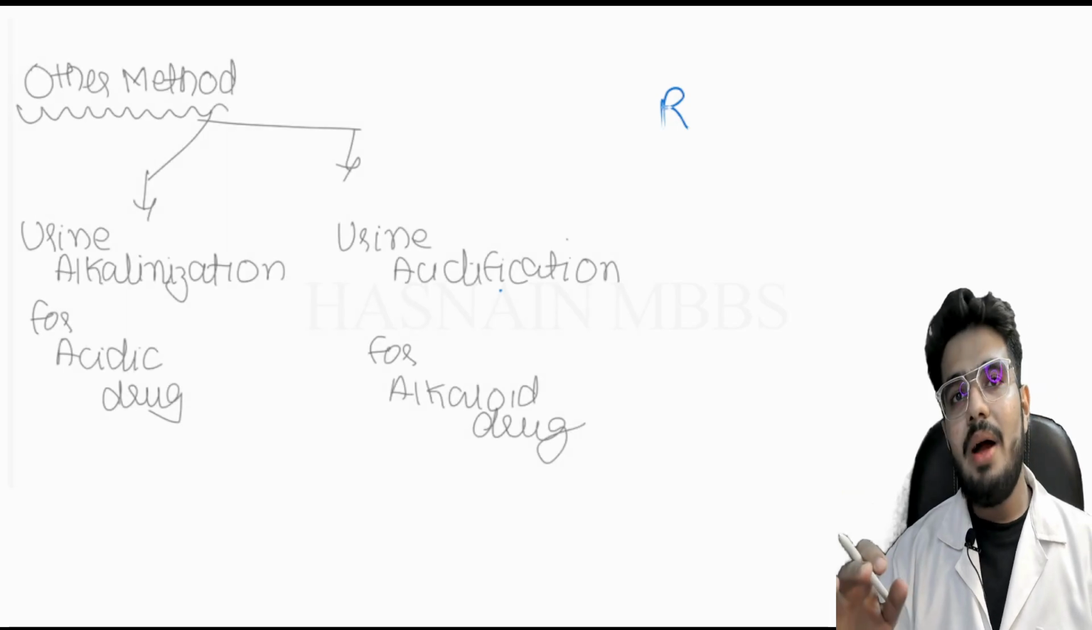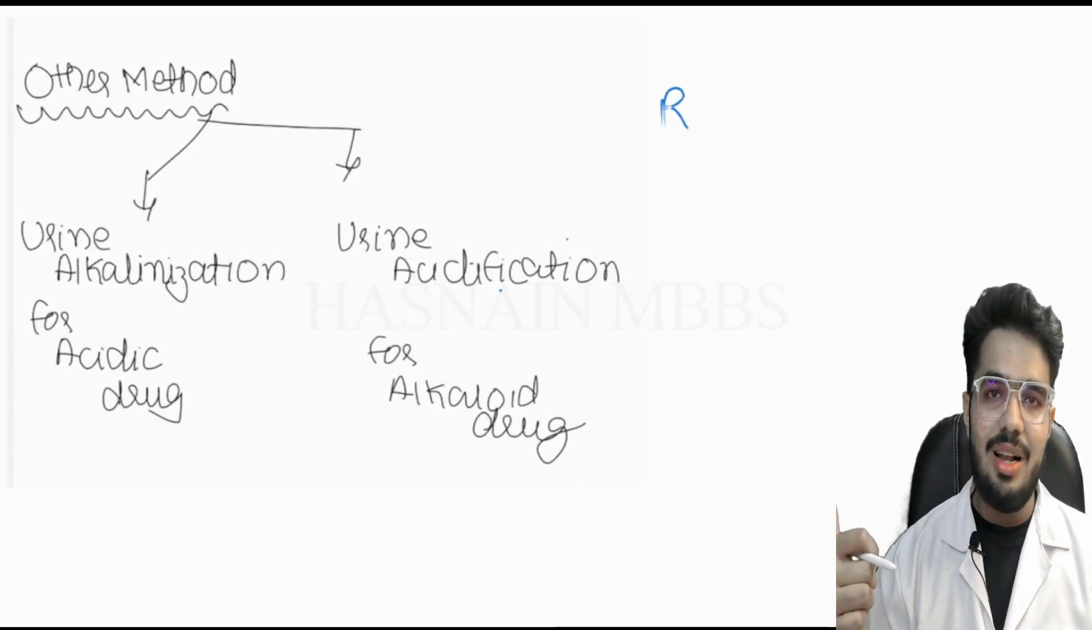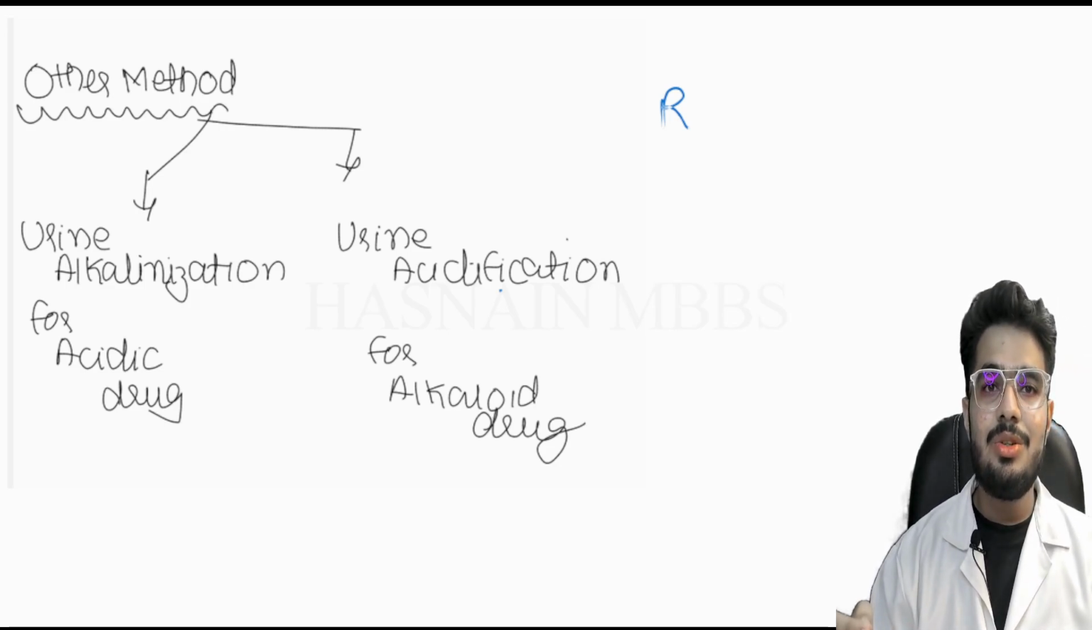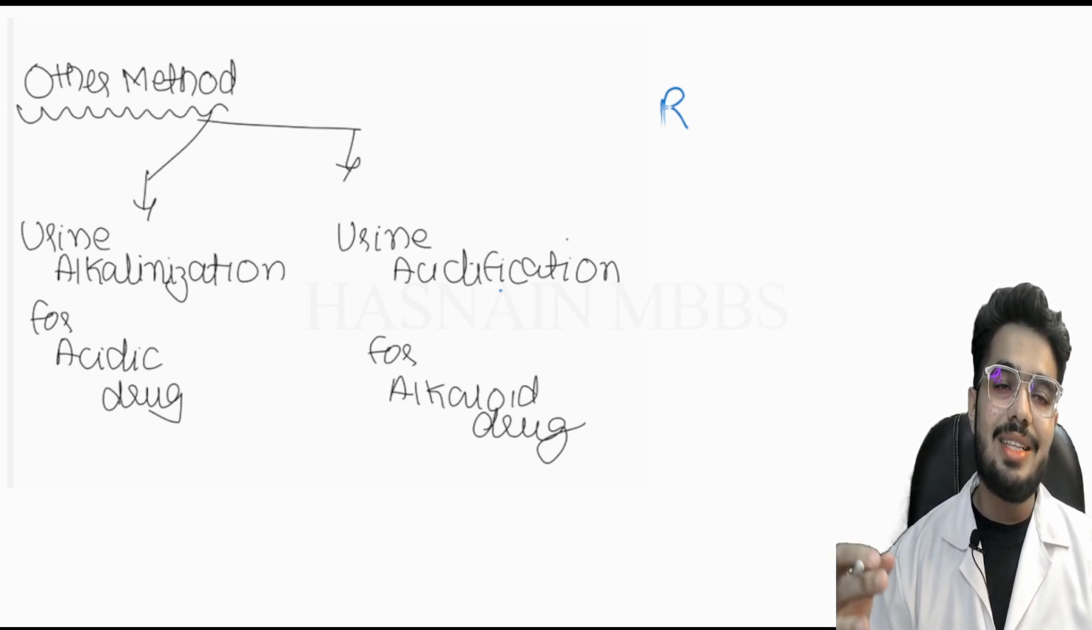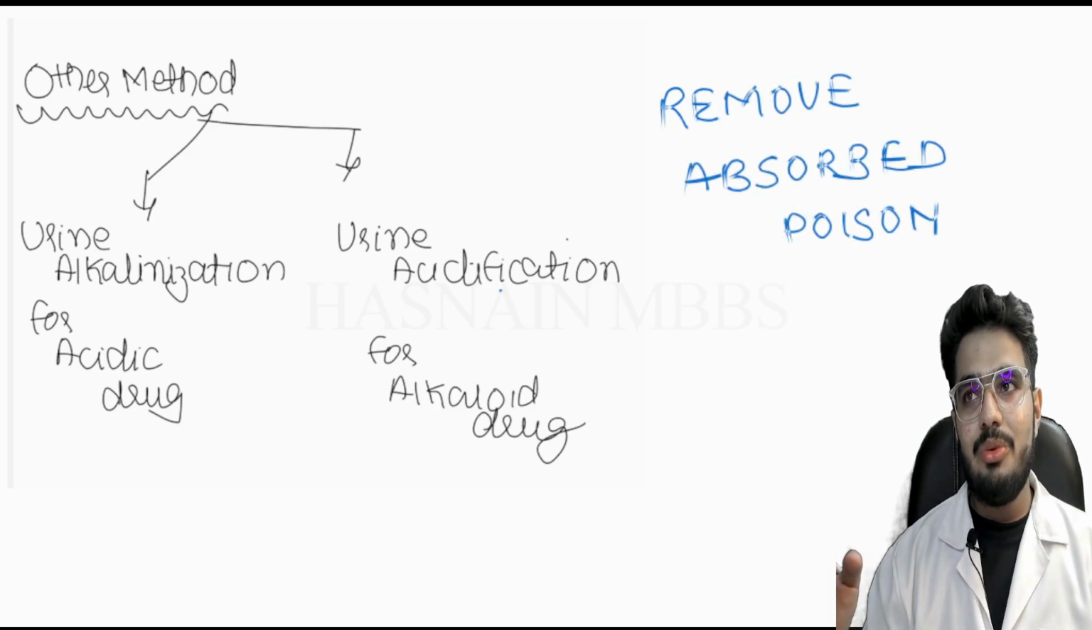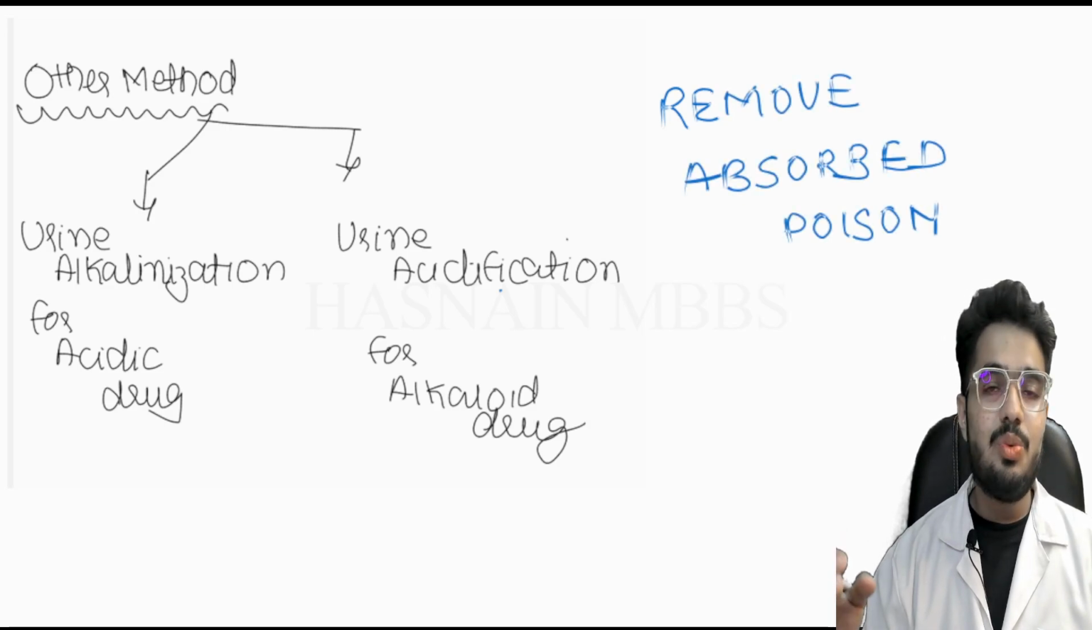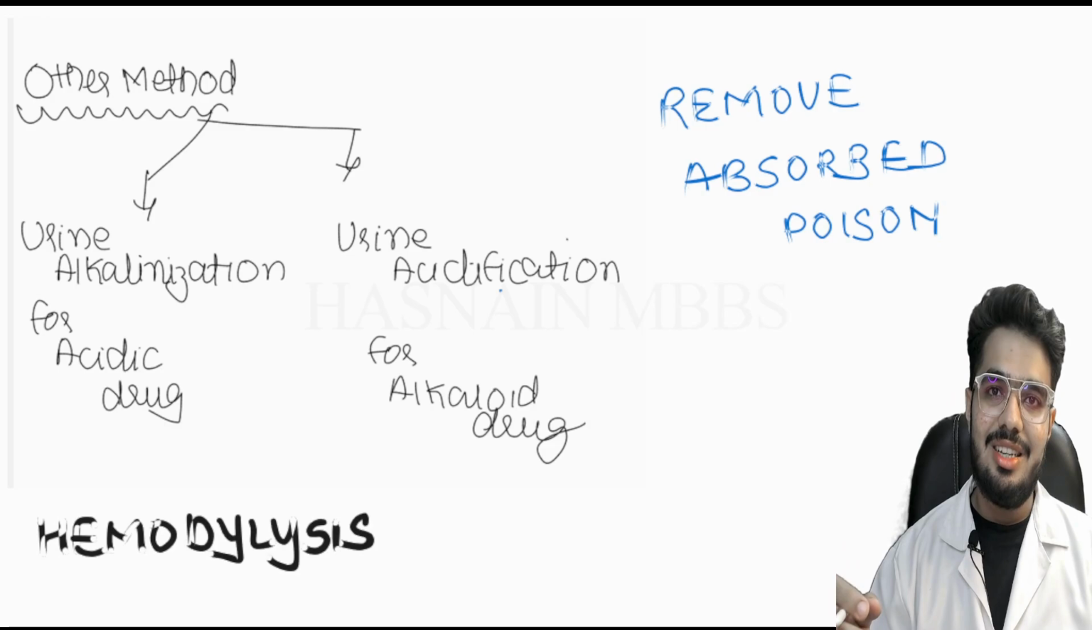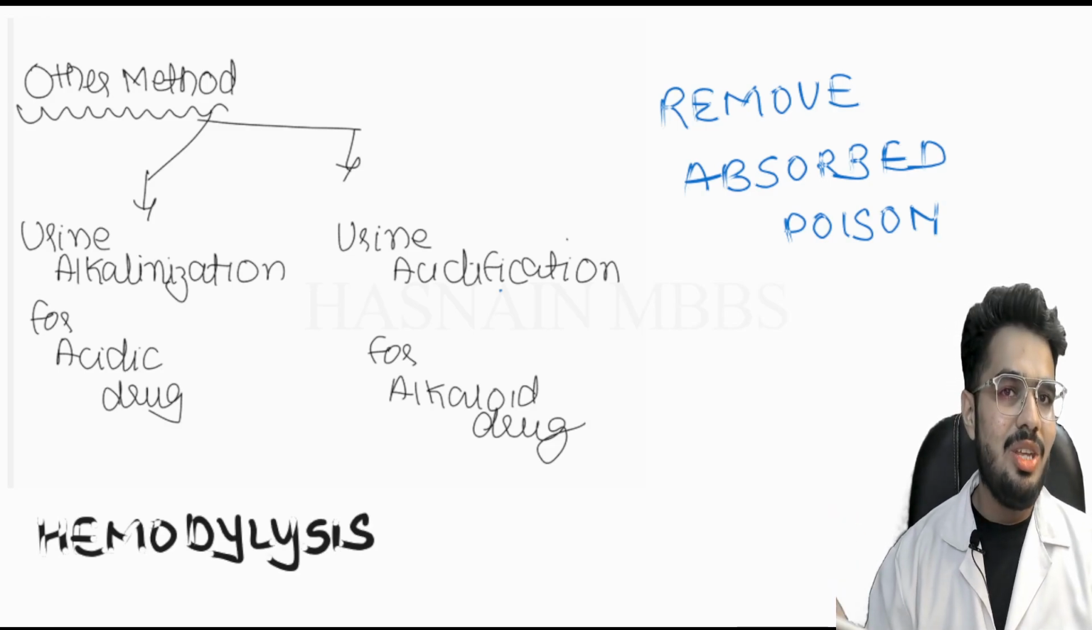There are other methods. First are urine alkalinization and urine acidification. Urine alkalinization is used for acidic drugs, and urine acidification is used for alkaloid drugs. They help in the excretion of these drugs. Now, removal of the absorbed poison: there is one more method, that is hemodialysis. By this method we can remove the absorbed poison.